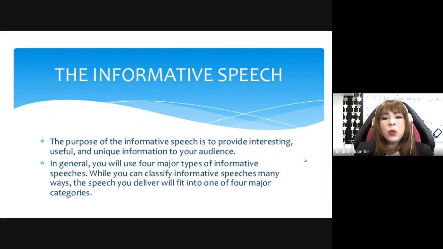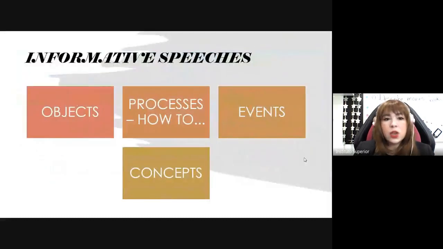In general, we will use 4 major types of informative speeches. While you can classify informative speeches many ways, the speeches you deliver will fit into one of these 4 major categories. So we have category number 1. This is object. This is when you talk about or you inform your audience about the characteristics of an object. It could also include a place. When I talk about objects, I mean it could be a book. You describe a book or you describe a movie.